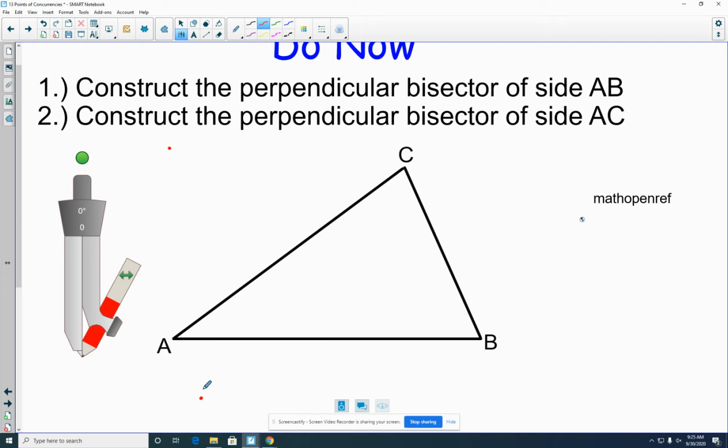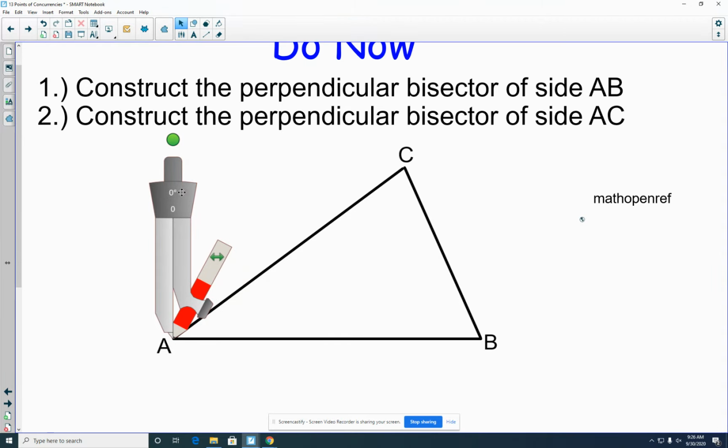Is points of concurrency. So basically for this lesson, what we are going to be doing is using our constructions to talk about where different constructions intersect and what that intersection point is called. So to start, we're going to construct the perpendicular bisector of side AB and then the perpendicular bisector of side AC.